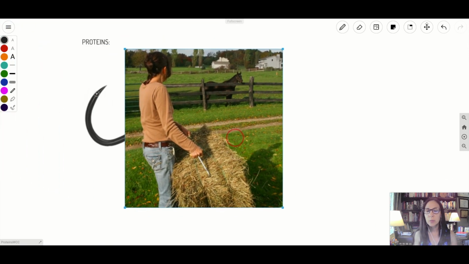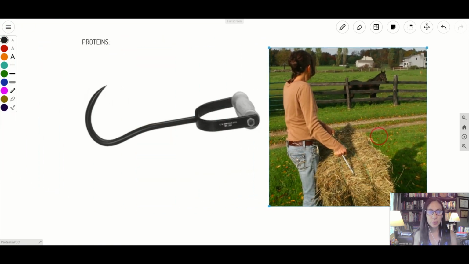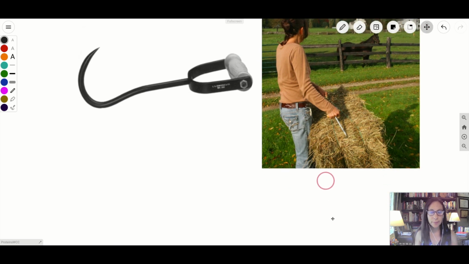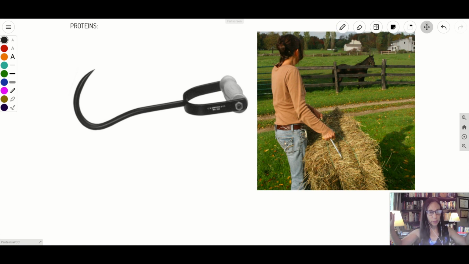So this is what we call a hay hook. And so here is a farmer, and she has two of them. And so you grab two of them, and then you can stick them into the hay, and now you can lift these big hay bales and move them in different places. So the point of me showing you that is that all things, especially protein and all biomolecules, have a particular shape, and the shape is directly related to the function.